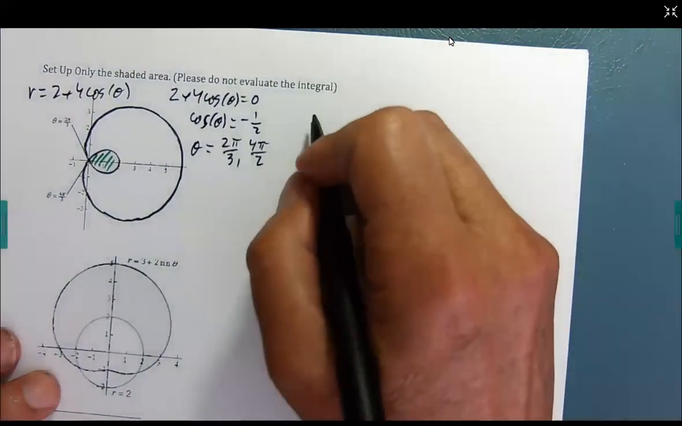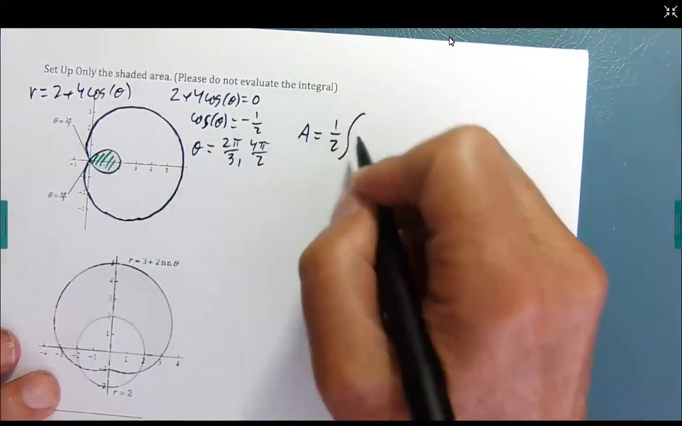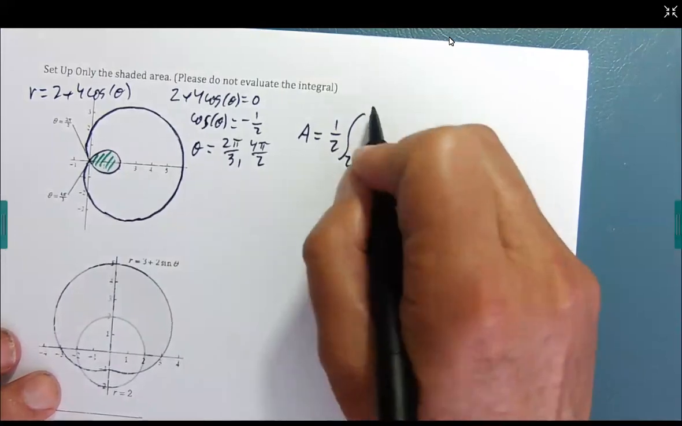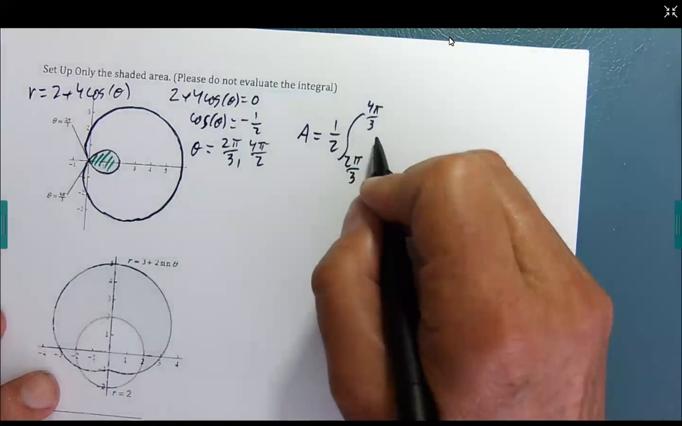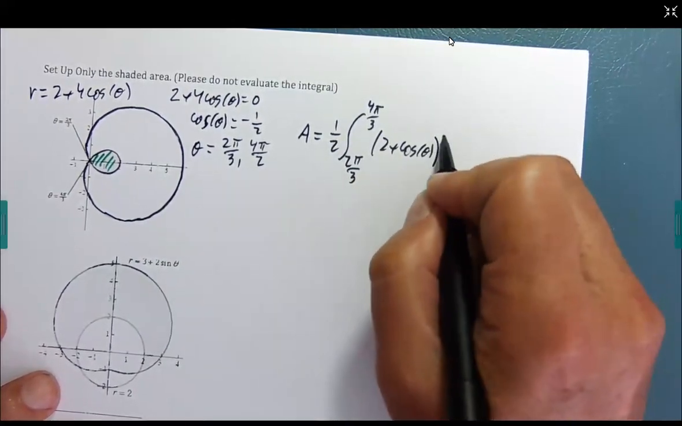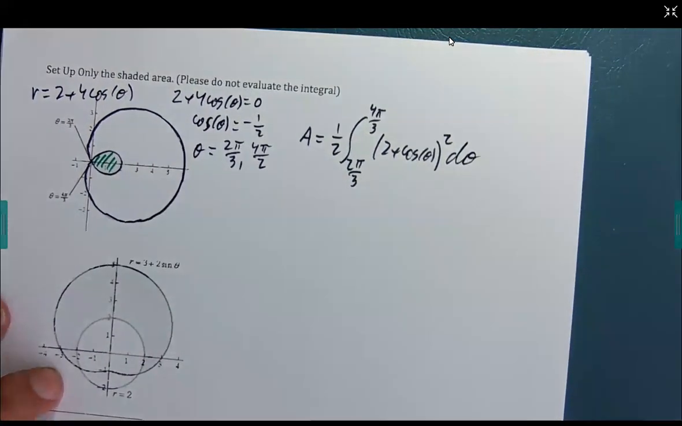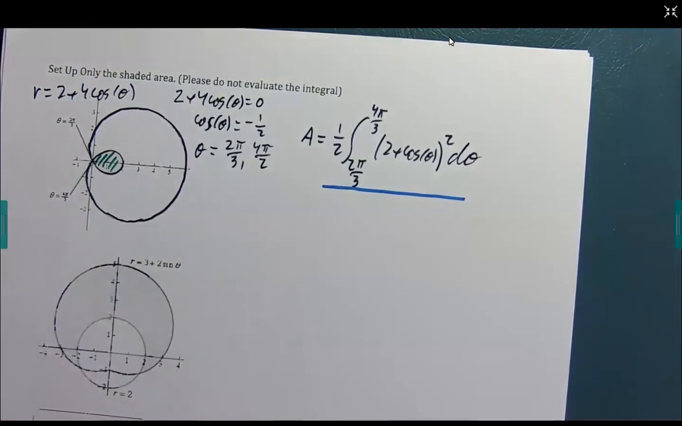And the integral ends up being, so the area of interest is going to be 1/2 the integral from 2 pi over 3 to 4 pi over 3 of r squared. So that's 2 plus 4 cosine theta squared d theta. And I'm just going to stop there because they just want to set up. And some of these other ones are going to get even more weird as we move on.